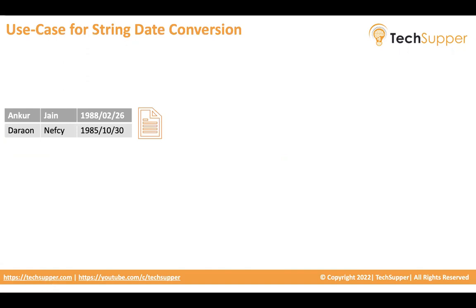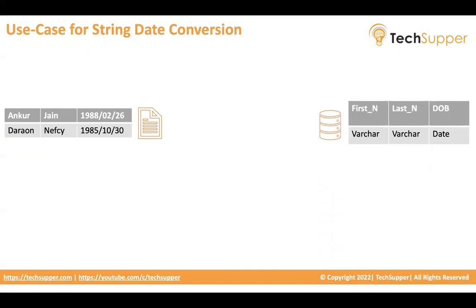Now let us consider a use case. You have an SFTP location and a file. In that file, you have information of an employee which contains the first name, last name, and date of birth. The date of birth is in a format like YY/MM/DD. On the target side, you have a database with a table with 3 columns: first name, last name, and DOB. First name and last name will obviously be of varchar type. However, DOB will be of date type.